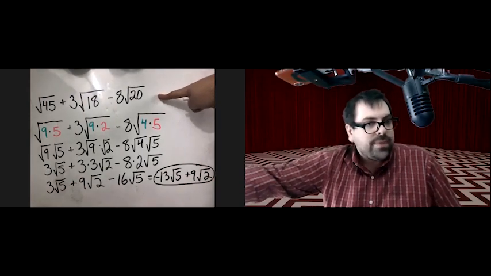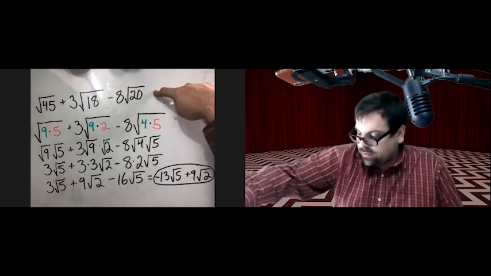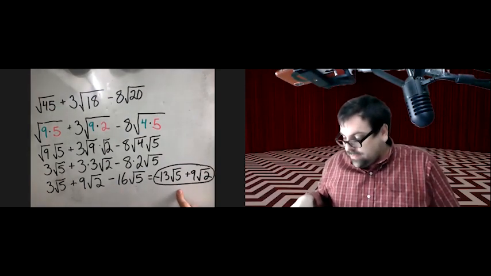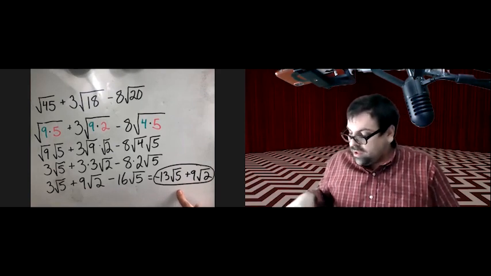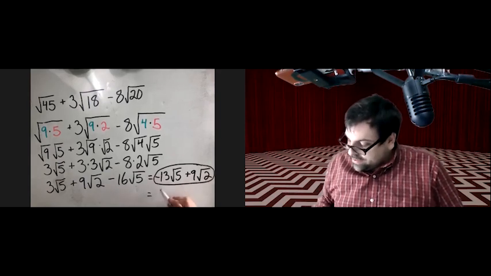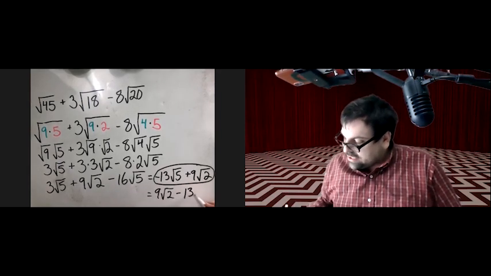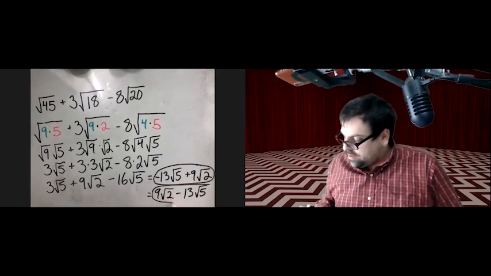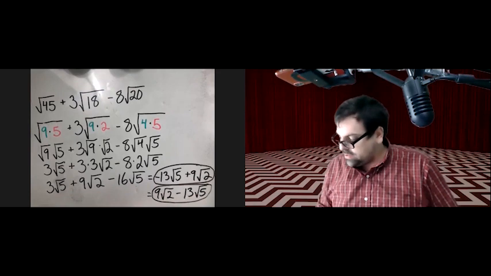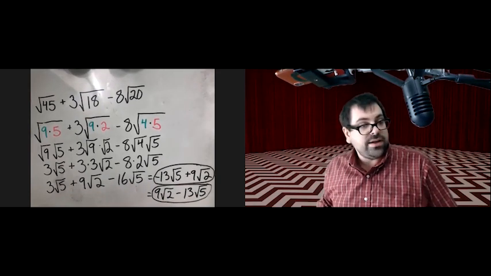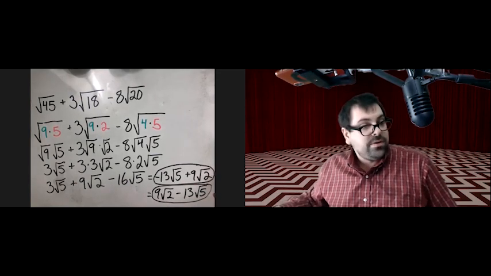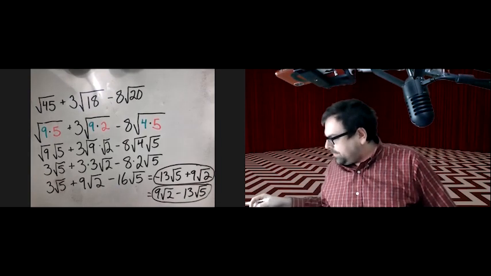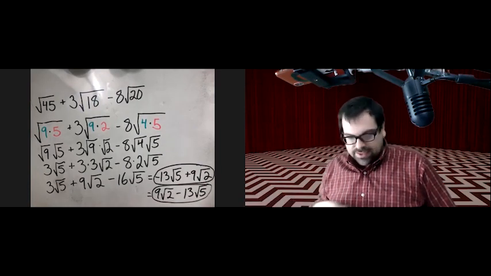Simplifying this problem, adding and subtracting these radicals, the one and only correct answer, negative 13 radical 5 plus 9 radical 2, which can also be written as 9 radical 2 minus 13 radical 5, depending on the order that you picked to put your final answer in. This is the only answer, though, written one of these two ways. Anything else would not be completely simplified.